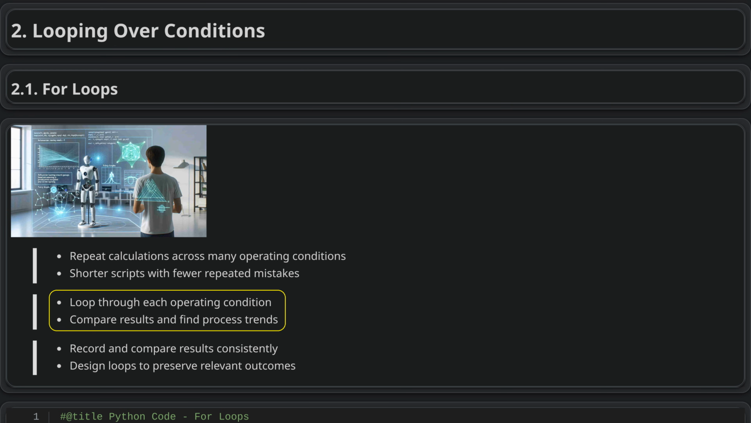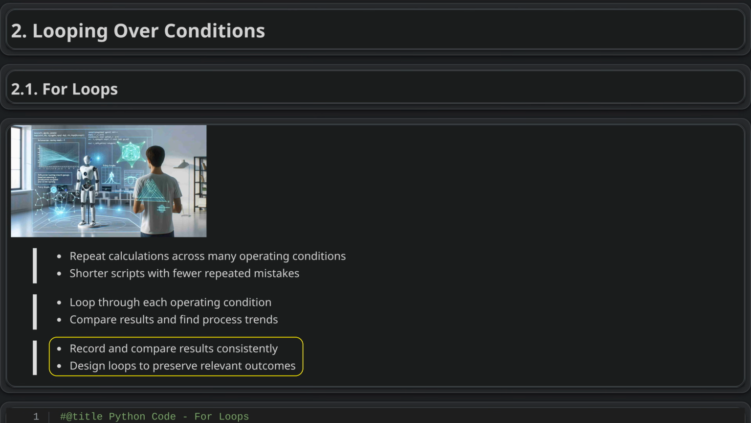A for loop works by taking each item in a collection one at a time and using it inside the loop. In chemical engineering, this can help evaluate different conditions such as temperature, pressure, or flow rate. The loop applies the same calculation to each case, making it easier to compare results, study process behavior, and identify trends.